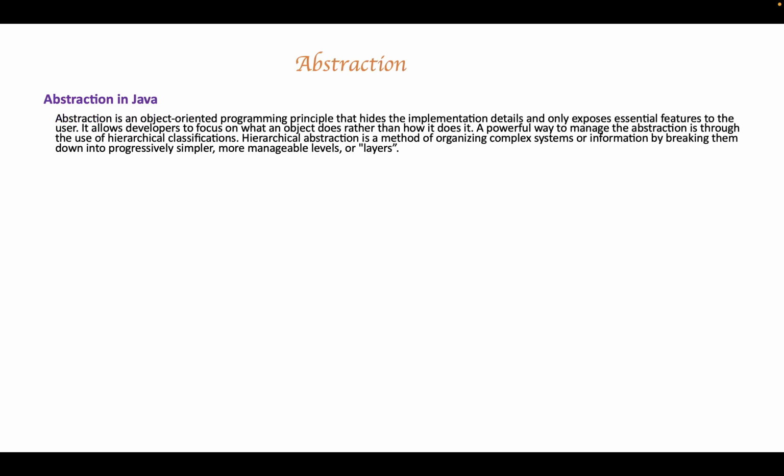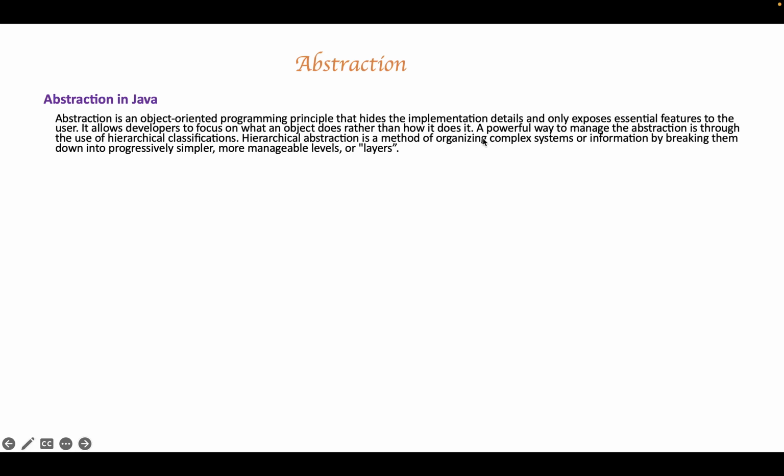Abstraction in Java. What is this abstraction? We will learn it in this session. In this slide, abstraction is an object-oriented programming principle that hides the implementation details and only exposes essential features to the user. It allows developers to focus on what an object does rather than how it does it.